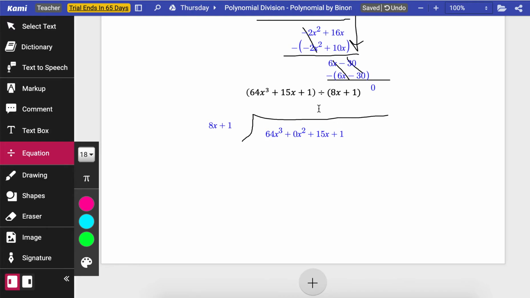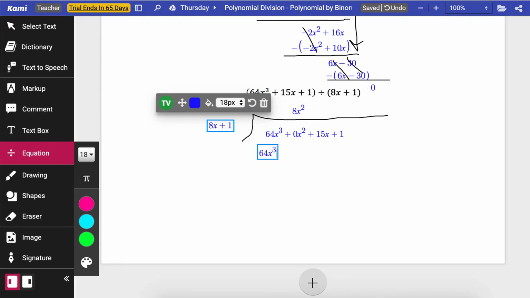And we'll start dividing. So 64x cubed divided by 8x. 64 divided by 8 is 8. x cubed divided by x is x squared. So we want 8x squared right here. So multiply 8x squared by 8x plus 1. 8x squared times 8x is 64x cubed, which is good. We want to make sure it cancels. And 8x squared times 1 is, of course, just 8x squared.